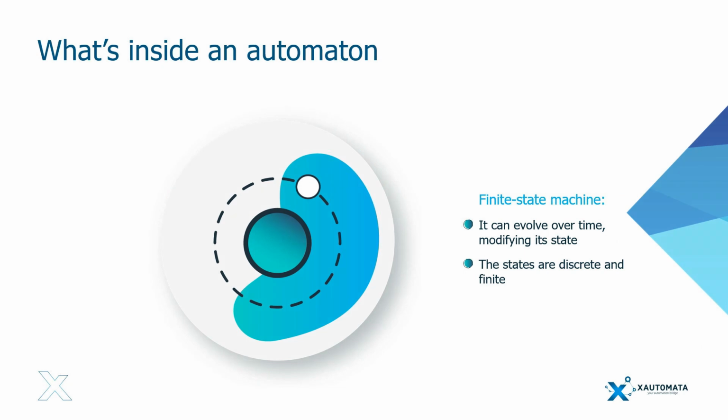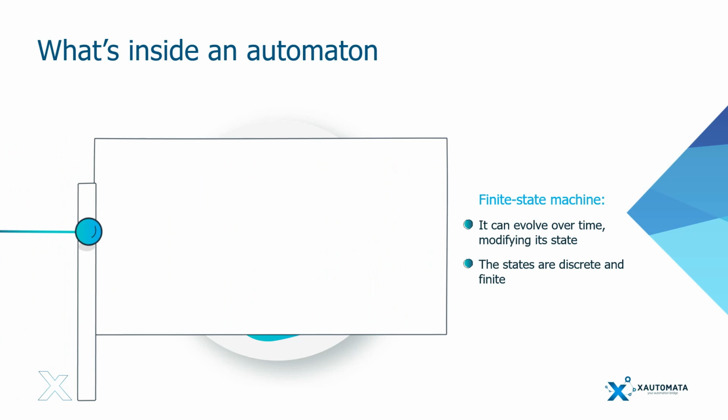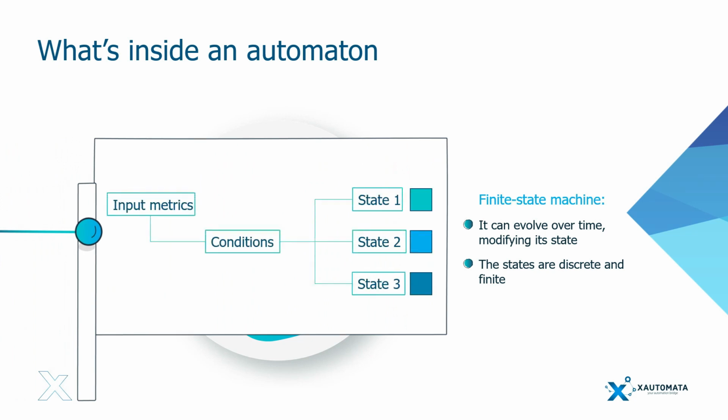What's inside an automaton? An automaton is a simple, finite-state machine. Such a concept is easily described as a program which can evolve over time, modifying its state from a discrete and finite selection of states. This notion is represented with a simple diagram where the automaton receives an input and transitions to a new state based on a set of conditions decided beforehand. This concept is the building block for the Xautomata language.